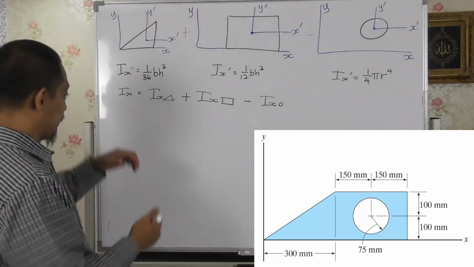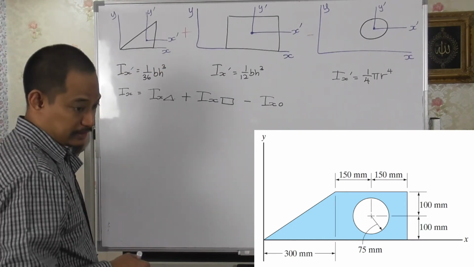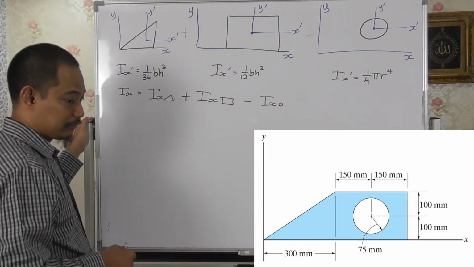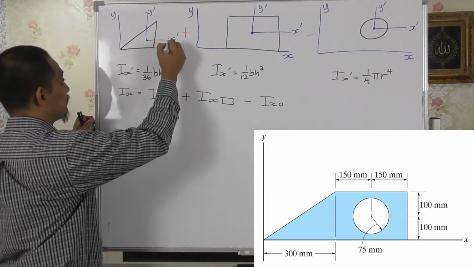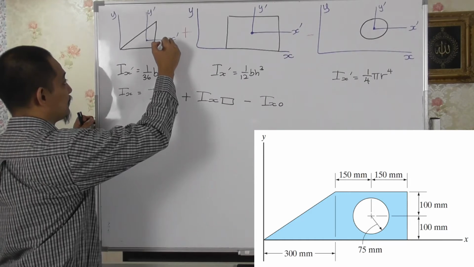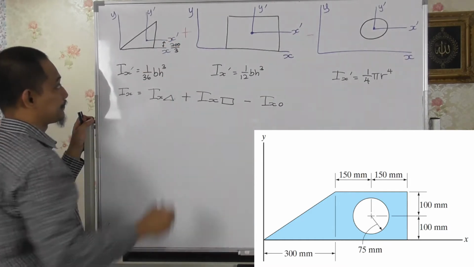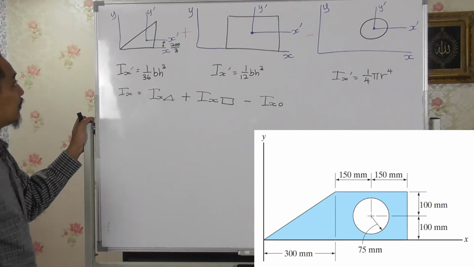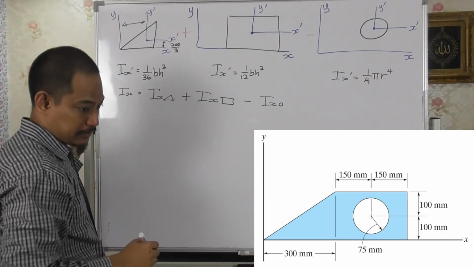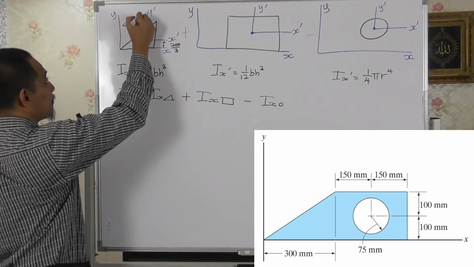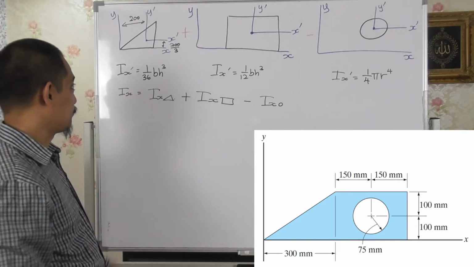Okay, so with that we can compute. Okay, what are the values then? So for this one, this distance is basically 1/3 of 200, right? So this distance here is 200 divided by 3, and this distance here is 200, right? Is 2/3 of 300. This is 1/3 of 200.